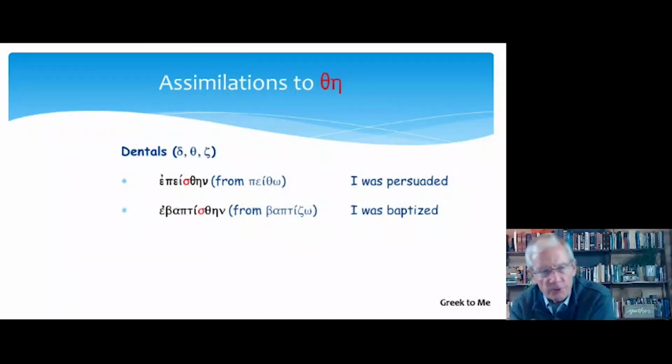And then we have our dentals or linguals, those that you say with your tongue pushing up against your teeth. The same thing happens here. That dental drops out. And so we have epeisthane from peitho, I trust or persuade. This is parsed as first aorist passive indicative, first singular, I was persuaded. And finally, ebaptisthane, first aorist passive indicative, first singular, I was baptized.